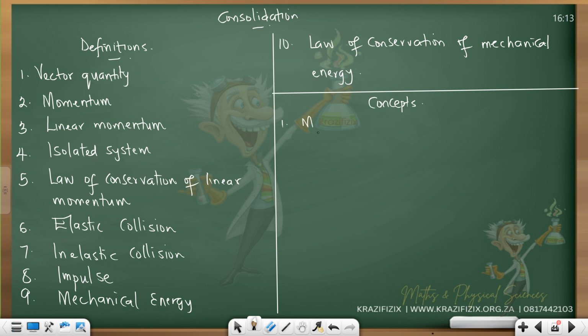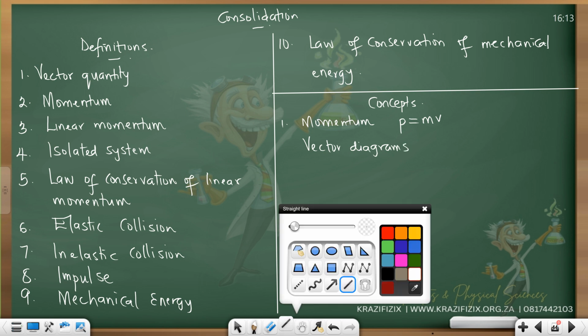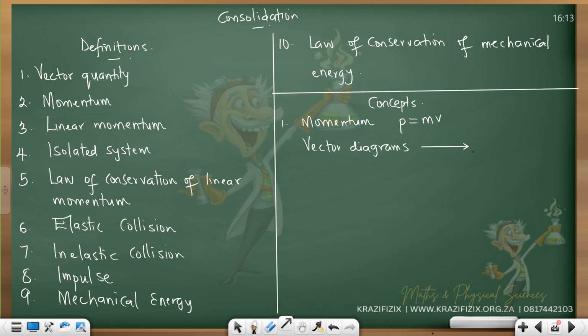Number 1, we learned about the concept of momentum itself, that p equals mv. And then we said momentum can be represented by vector diagrams, where we use an arrow to represent that. Then we learned about the change in momentum, that delta p is equal to m delta v. We did all of that on momentum.